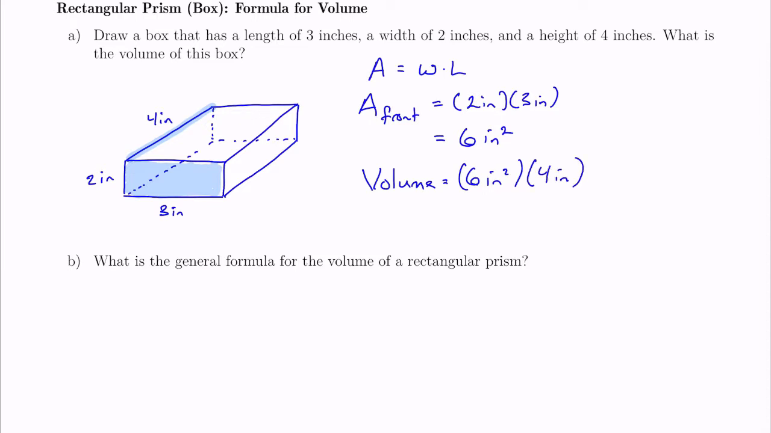So to find the volume, we'll take that 6 square inches and multiply by the height. 6 times 4 is 24, and inches squared times inches would give us inches to the third. Or more commonly, we would say the volume is 24 cubic inches.